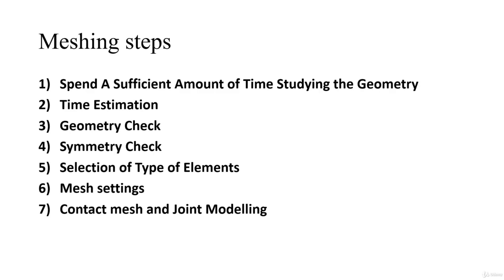And once you have selected all those things, the final thing is you need to select the contact meshes and model the joints. And once you have done all these things, you can generate the mesh. So these are some of the steps that are followed in the industry while performing meshing. And once you are satisfied with all these steps, you can just generate the mesh and send it to the FEA engineer.